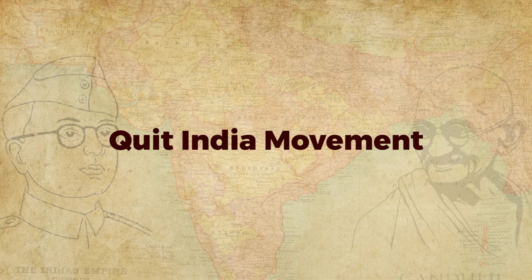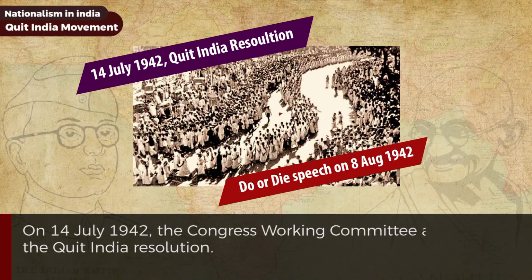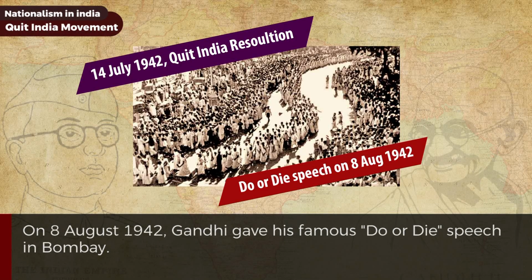Quit India movement. The Cripps mission failed and World War II created unrest, leading Gandhiji to launch the Quit India movement, demanding the British leave India. On 14 July 1942, the Congress Working Committee approved the Quit India resolution. On 8 August 1942, Gandhi gave his famous Do or Die speech in Bombay.